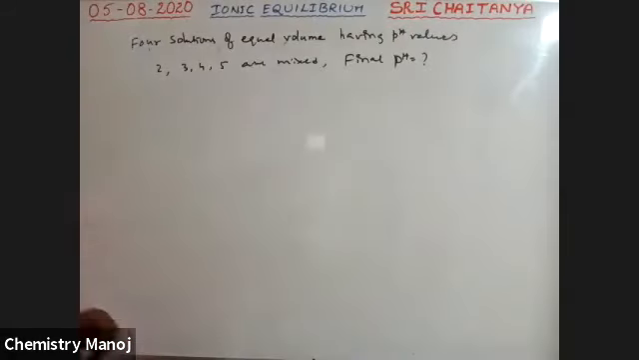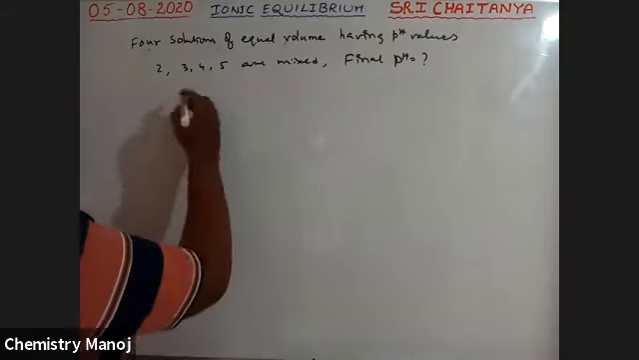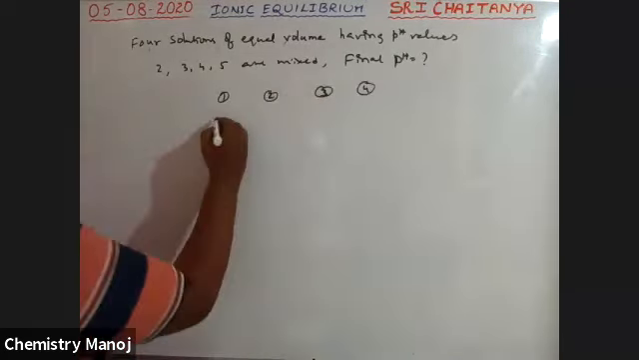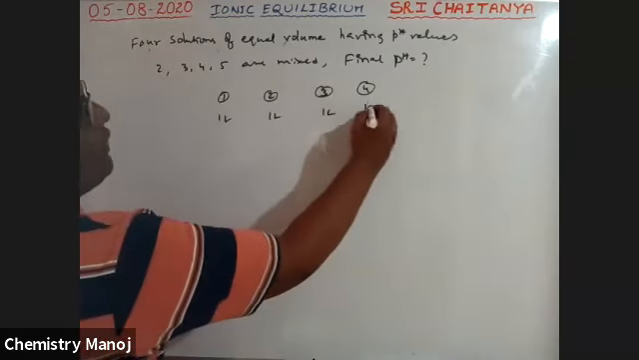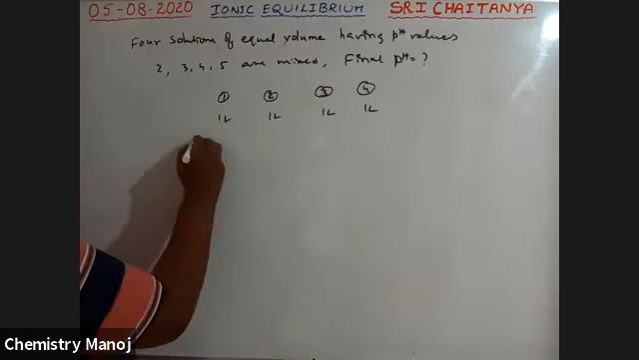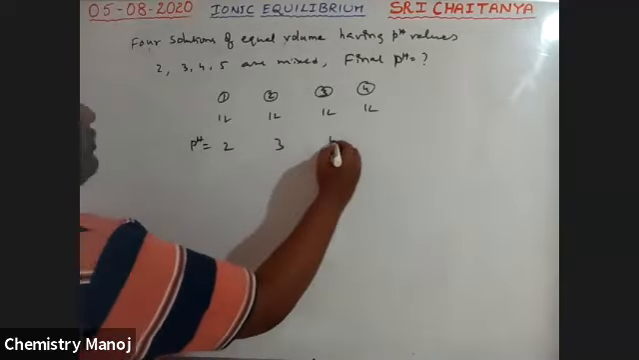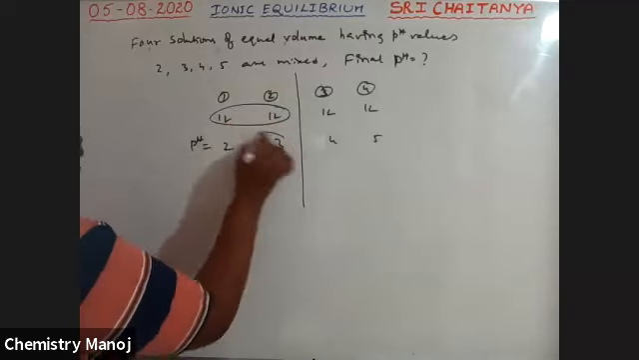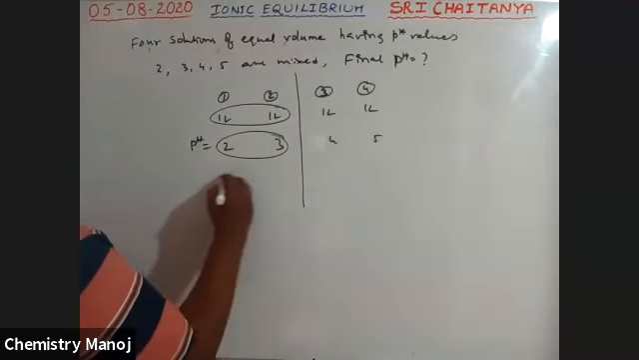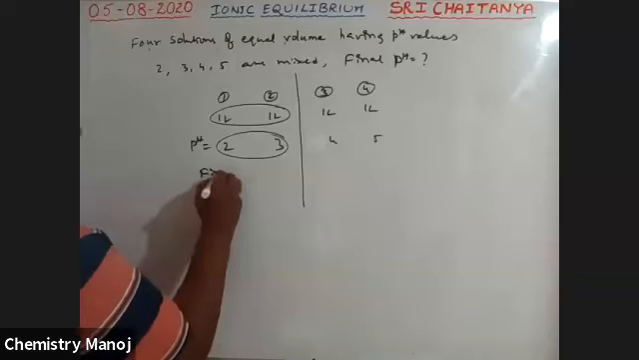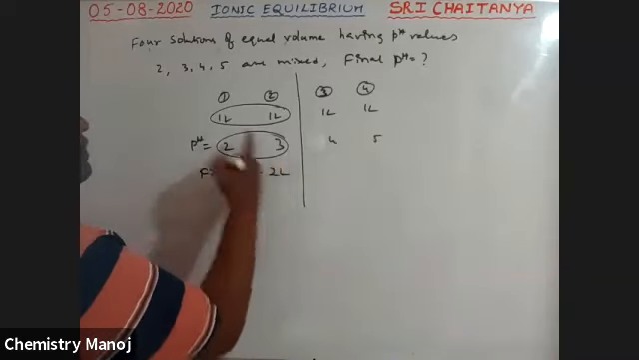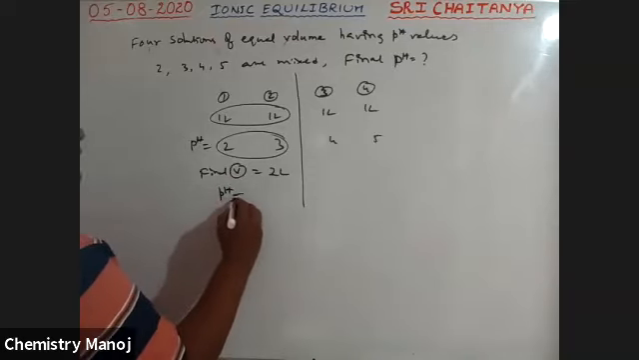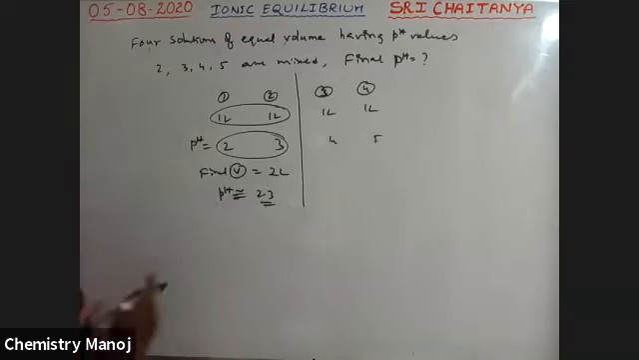See here. So that is 1, 2, 3, 4 volumes: 1 liter, 1 liter, 1 liter, 1 liter, equal volumes, with pH values 2, 3, 4, 5. Take this one set, that one set. Equal volumes, 2 pHs less than 7. Therefore, final volume is equal to 2 liters, 1 plus 1. So final pH is roughly or almost equal to 2.3.